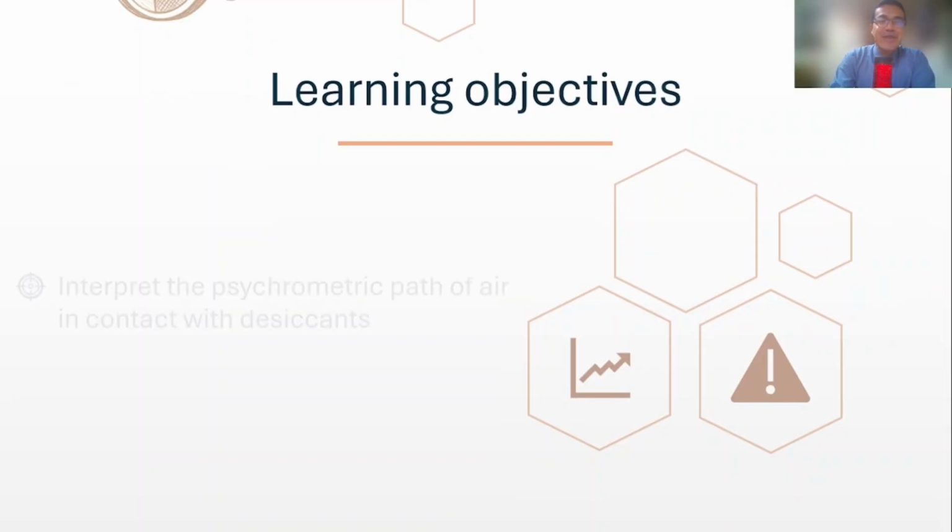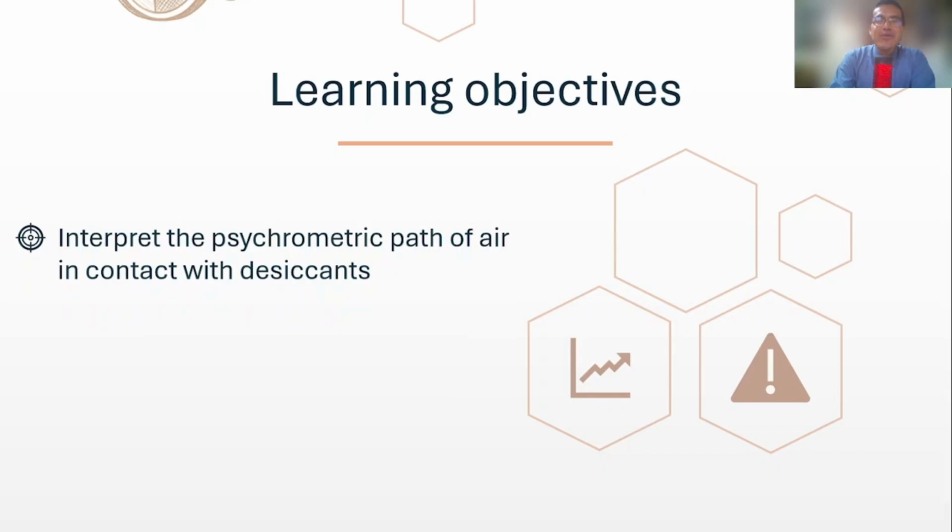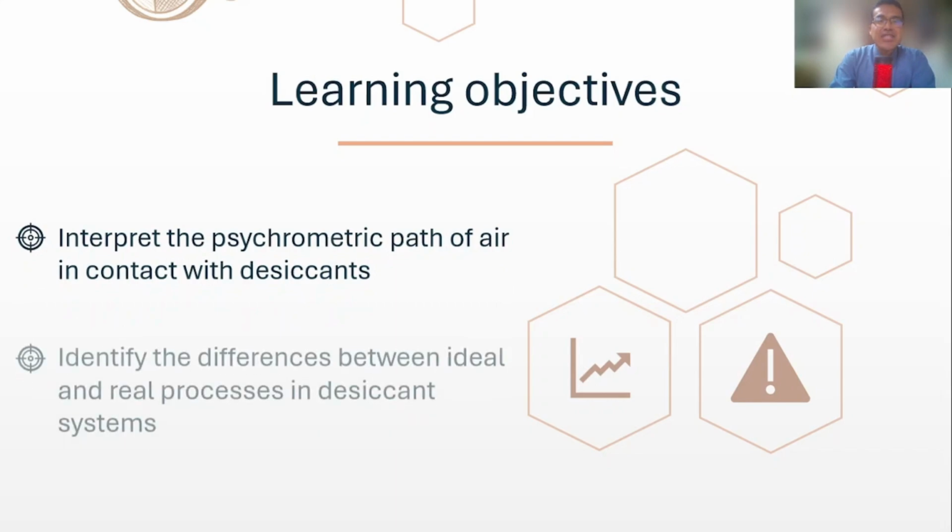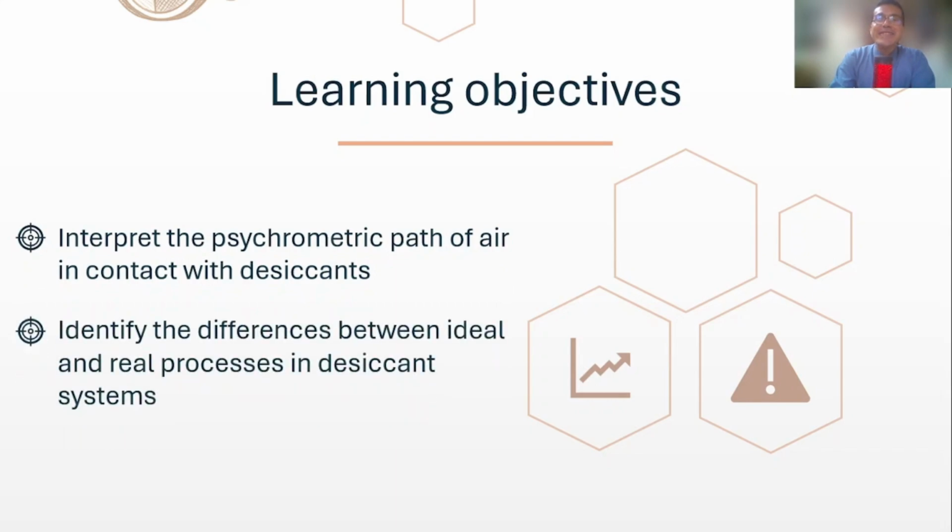After completing this video, you'll be able to interpret the psychrometric behavior of air during desiccant dehumidification, and you'll also be able to recognize and explain the deviations that occur between ideal models and the actual performance.